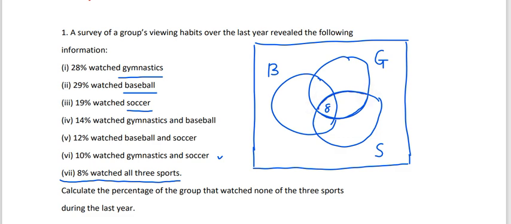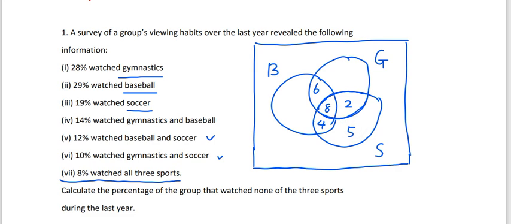Here we have 8%, so we know there's 2%. B and A is 12, so we know this is 4. And G and B is 14, so we know this is 6. And A is 19, so we already have 2, 4, and 8, and we have 14, so here's 5.